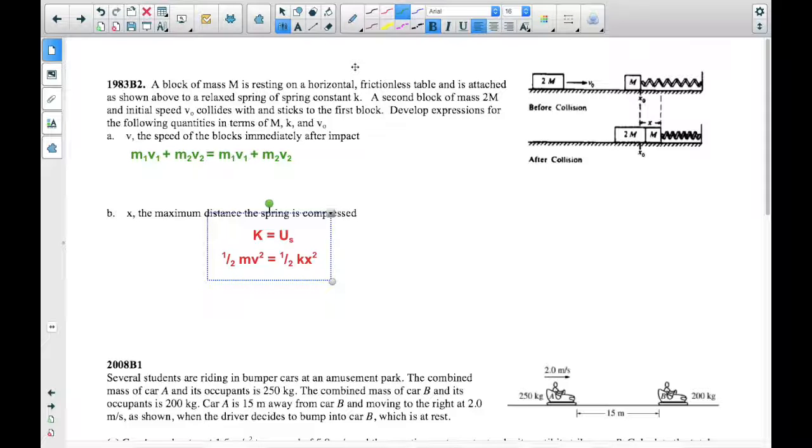This video is going to cover question number 1983b2. Take a minute to read through the problem. Notice that we have a 2 times m mass, and we have a 1 times m. And so that's going to, once again, give us a different ratio of how fast each is going to go. So I'm going to set it up with a basic momentum equation.